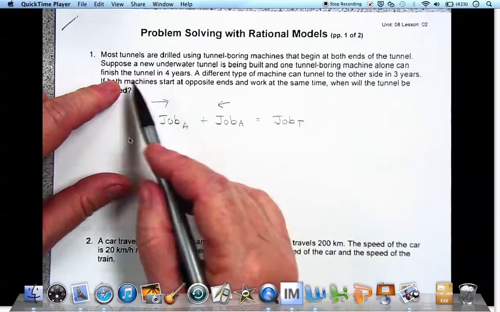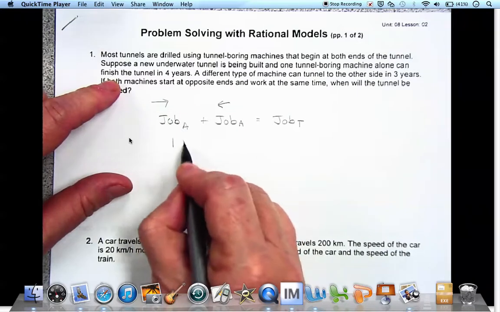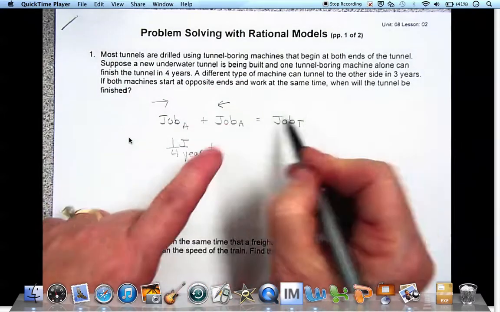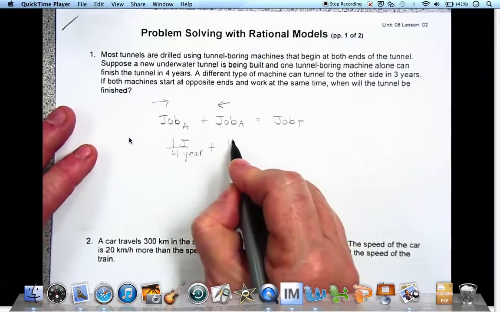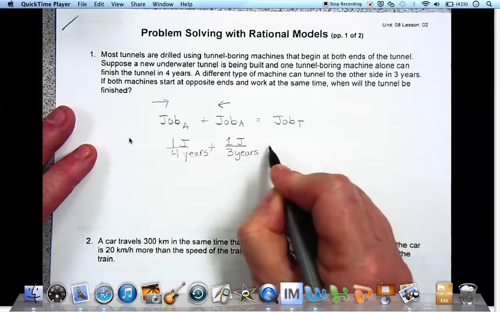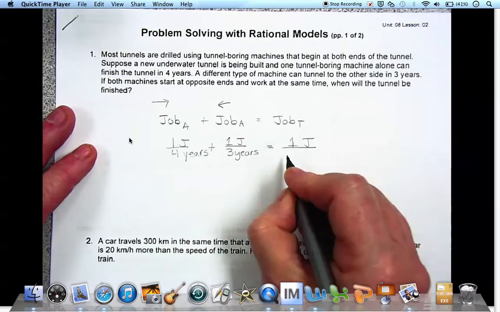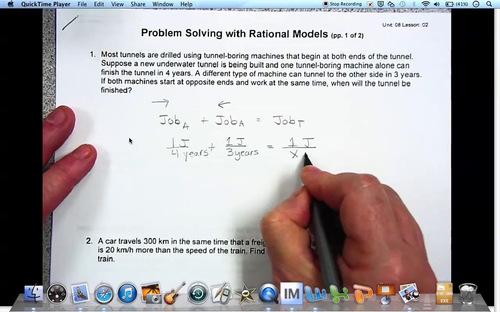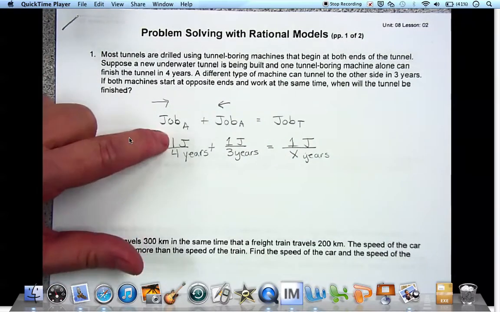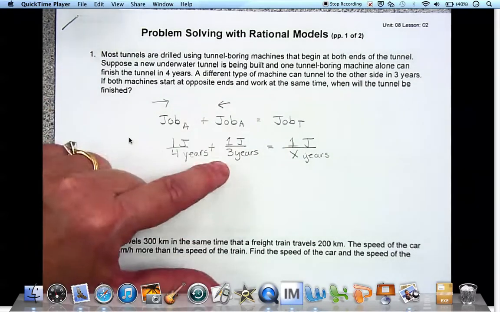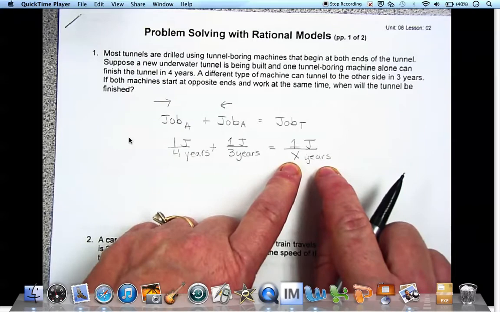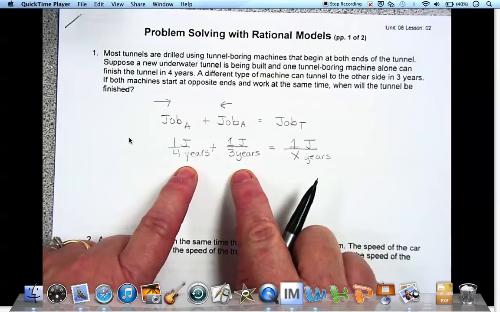One tunnel boring machine alone can finish the tunnel in 4 years, so one job in 4 years, plus the other tunnel coming from the other way can finish the job in 3 years, so one job in 3 years, equals one job in x years together. So it's like a rate: job per 4 years, job per 3 years. You add these together and that equals job in x amount of years, or the total amount of years it would take for both of them working together to complete the job.